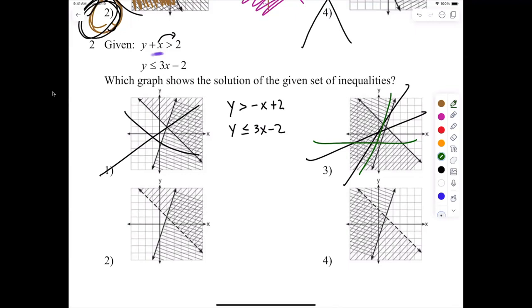Anybody have a problem with that? Anybody not know why I crossed out number 1 and number 3? Because there's no line underneath the first one. So that means this line had to be a dotted line. One of them has to be a dotted line. Do you understand this now?